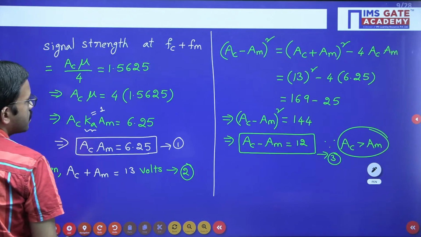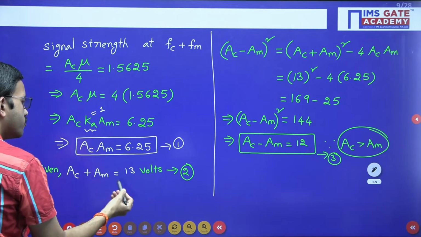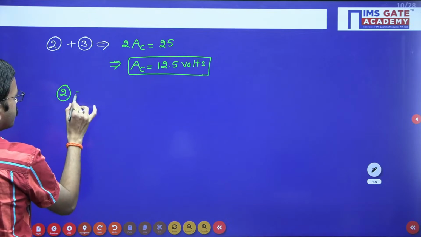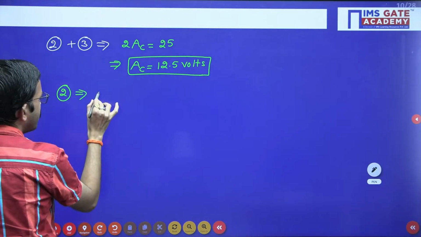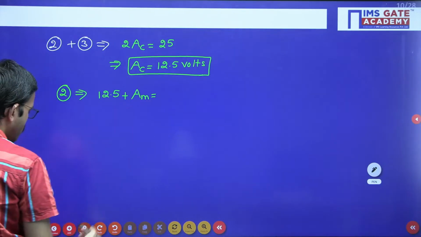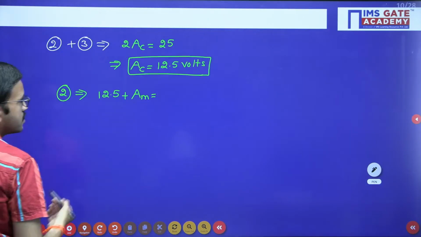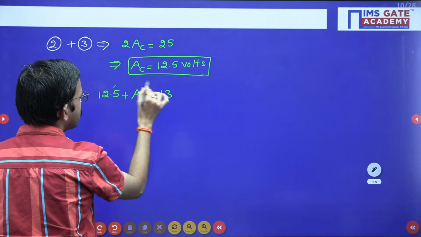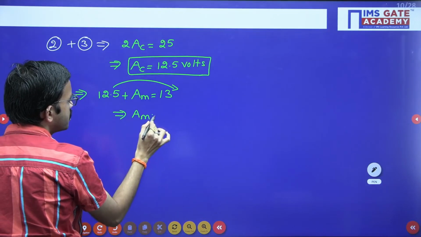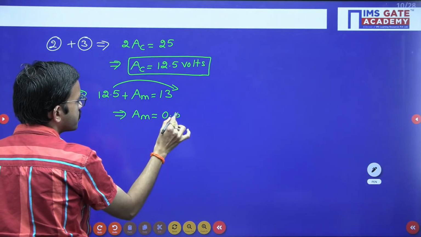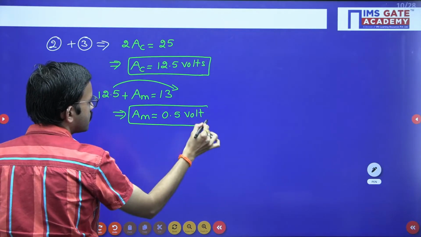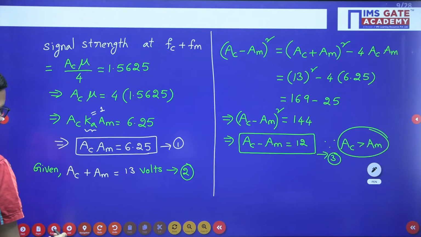Now, this value you can substitute in equation number 2. AC value you can substitute in equation number 2. So from here you will get 12.5 plus AM is equal to 13. So bring 12.5 to the right hand side, it will become negative. So AM equal to 13 minus 12.5, that is nothing but 0.5. Yes, AM equal to 0.5 volt.